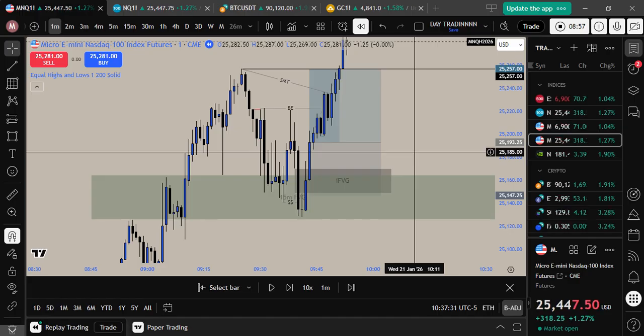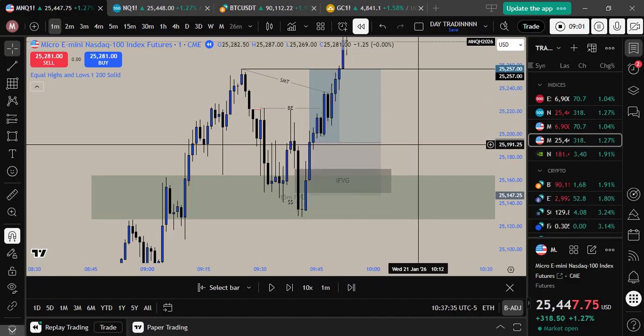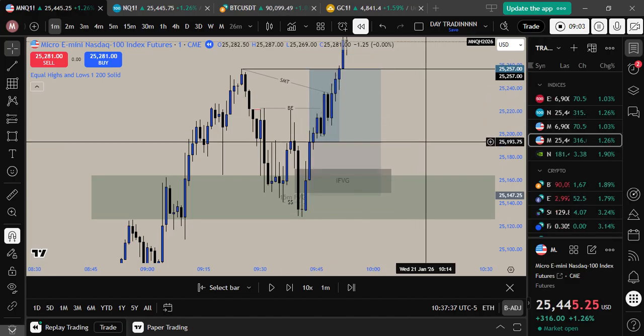I revenge traded after a loss. I didn't take the most A plus setups. This was an A plus setup. The other times I didn't take the most A plus setups. So it is what it is, right? But yeah, that's pretty much it.